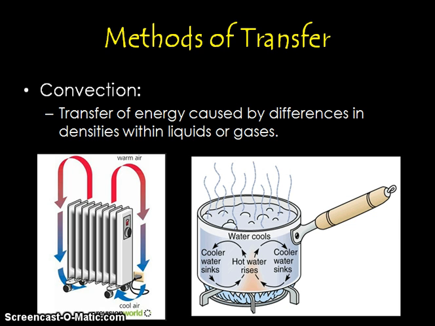Convection is the second method of transfer, and this is the transfer of energy caused by difference in density within liquids or gases. We look at this radiator here, and we can see that warm air is going to rise and cold air sinks. Warm water does the same thing. Warm water rises and cold water sinks. And as that process happens, it's creating this current, this convection current.